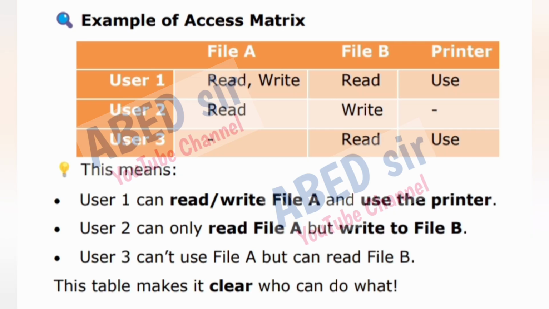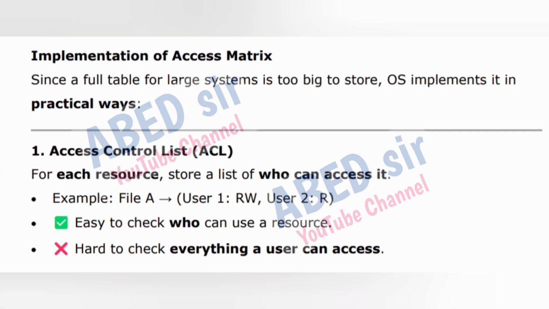This means user 1 can read, write file A and use the printer. User 2 can only read file A but write to file B. User 3 can't use file A but can read file B. This table makes it clear who can do what. Implementation of access matrix. Since a full table for large systems is too big to store, OS implements it in practical ways. 1. Access Control List (ACL).